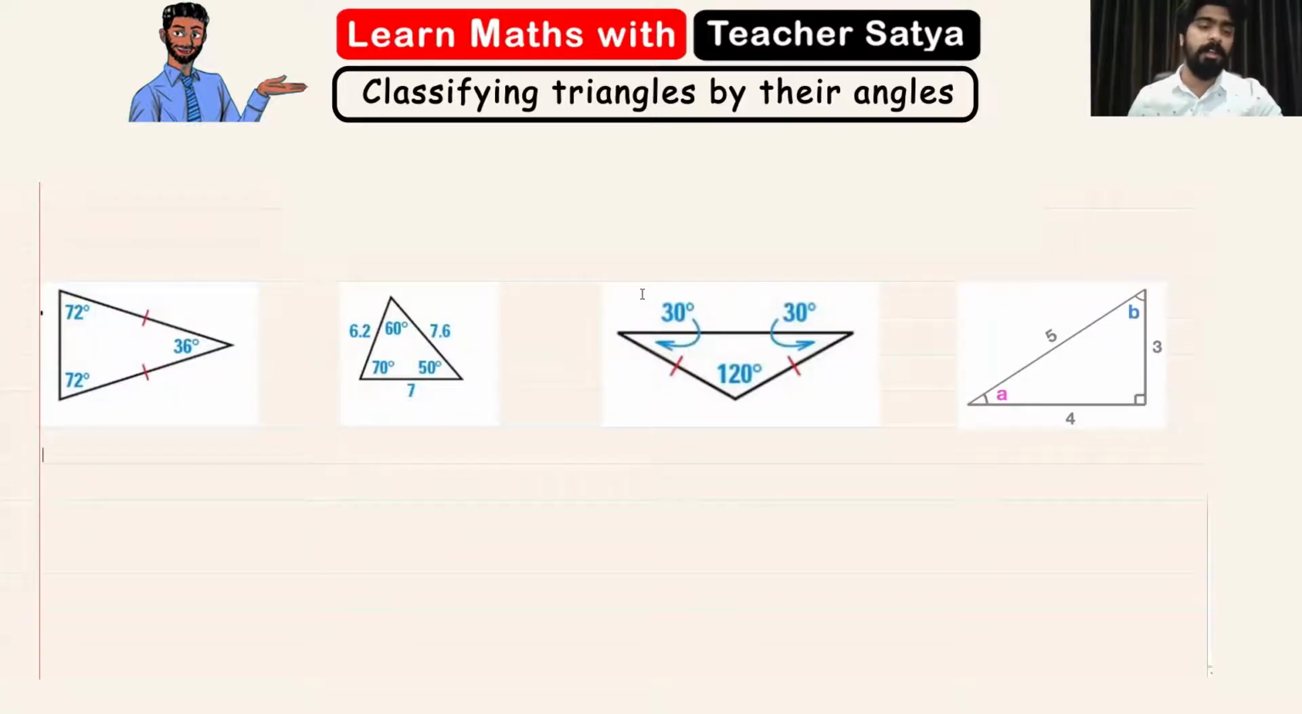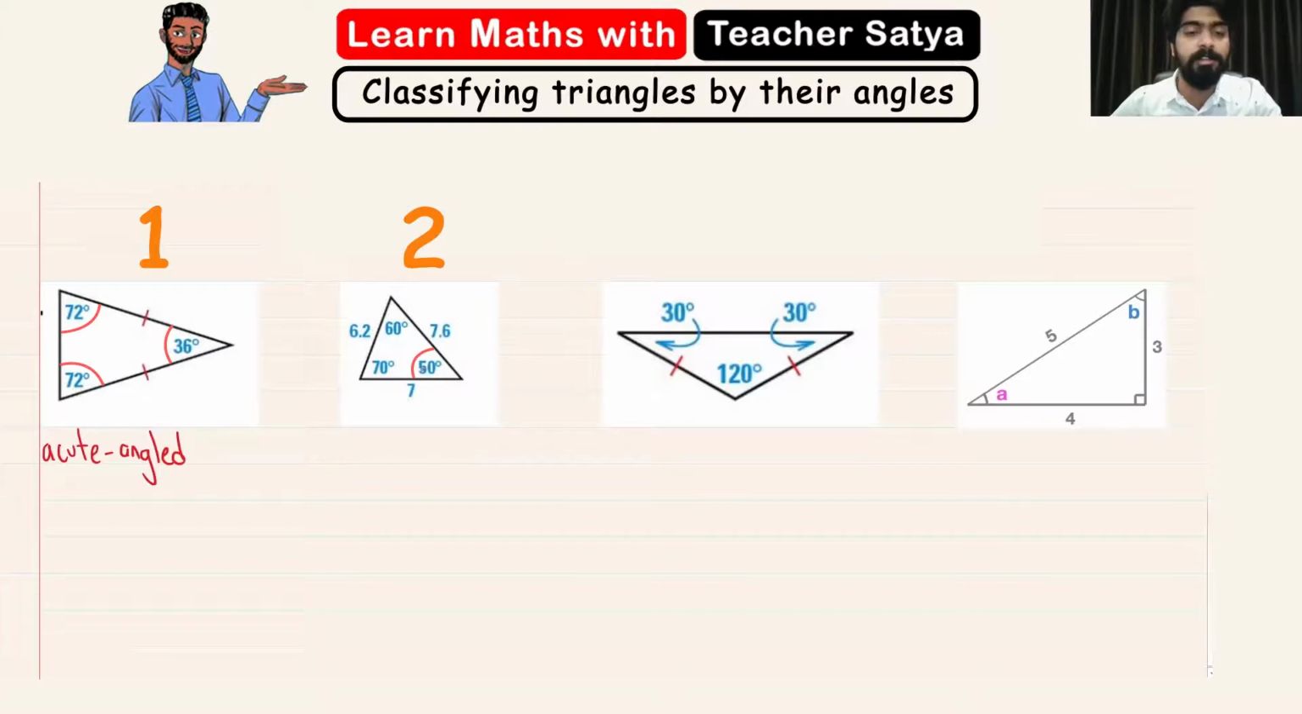Now if you take a look at question number 1, we see that we have 3 angles here which are 72 degrees, 36 degrees and 72 degrees. Now these angles are all acute angles. So in a triangle, if all of the angles are acute angles, it goes by acute angled triangle. Right guys?